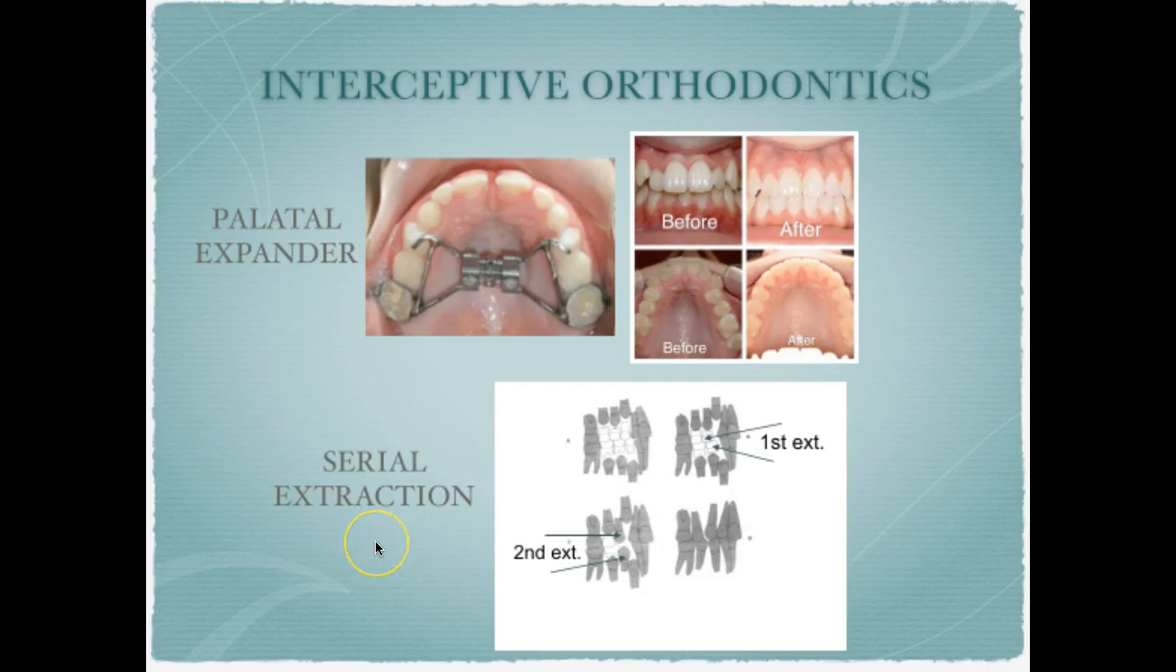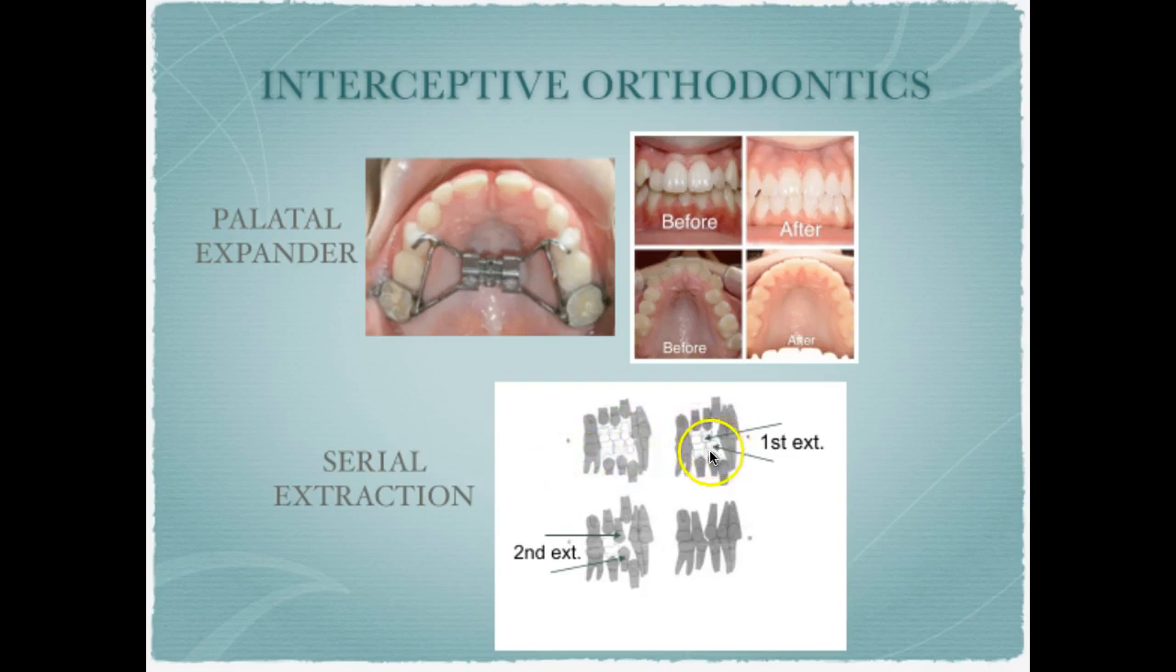Another type of interceptive orthodontics is serial extraction. This is where the orthodontist or the general dentist practicing orthodontics looks at a panoramic image or a cephalometric image and determines that there is not enough space in the mandible or maxilla in the jaw to have aligned teeth.